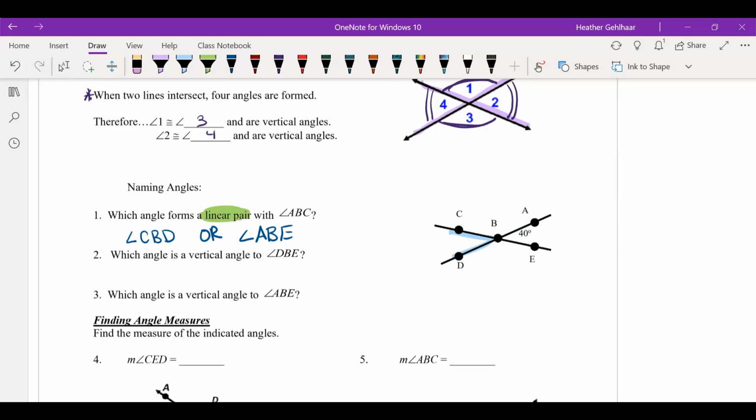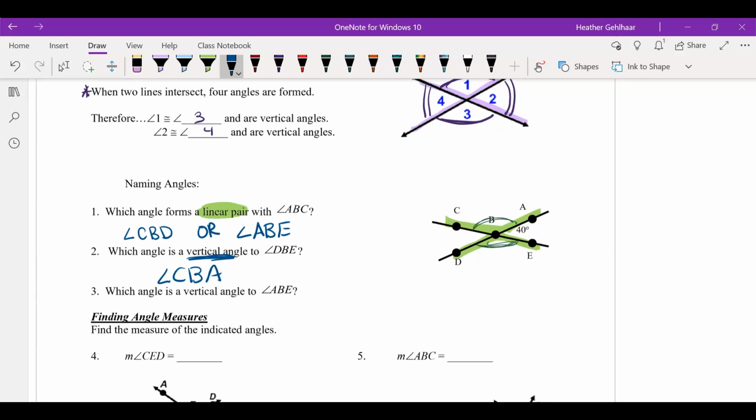All right, the next question is asking which angle is a vertical angle to DBE. So DBE, okay, vertical angle here. We know that it would have to be the opposite, right? Now I don't want to say opposite, but I'm just going to say opposite. So we have DBE, then we have CBA. So angle CBA would be the vertical angle. Remember, it's the opposite angle. When they're vertical and they're intersecting from two lines intersecting there, it's going to be across from it.